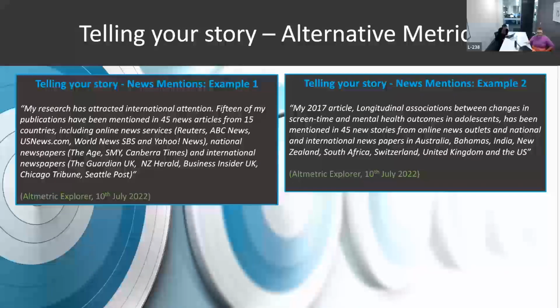For Altmetric, these are the examples we have. So my research has attracted international attention. 15 of my publications have been mentioned in 45 news articles from 15 countries. And then as well citing the news services and the countries that your articles have been cited in. The second example, my 2017 article, has been mentioned in 45 news stories from online news outlets. So you can look at overall, but you can also say this particular article has tracked really well and has brought in lots of attention from different countries.